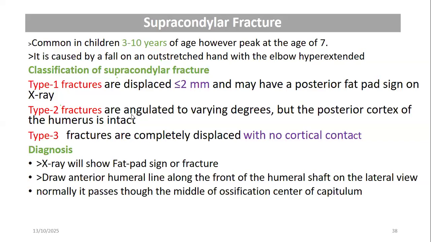So type 1, you will manage conservatively. Type 2 and type 3: in type 2, it will be displaced, but the cortex will be intact from behind, so it will be intact a little bit. But in type 3, it will be completely displaced from the other bones. So that you must remember.